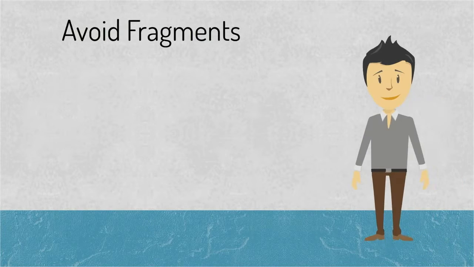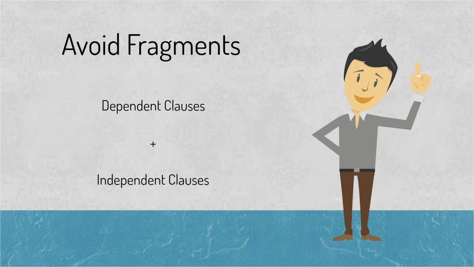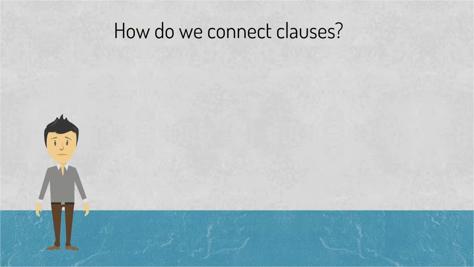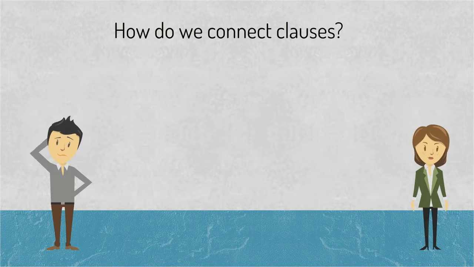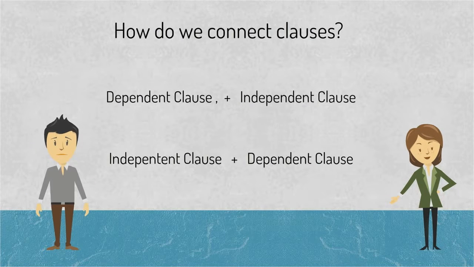So in order to avoid fragment errors, writers should make sure dependent clauses are always connected to independent clauses. This is great, but how do we connect them? We can simply place the dependent clause before or after an independent clause. Let's look at two examples of both clauses working together.